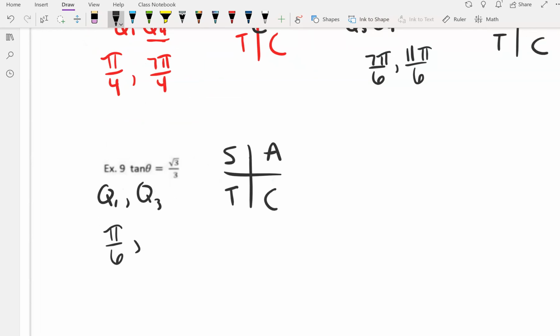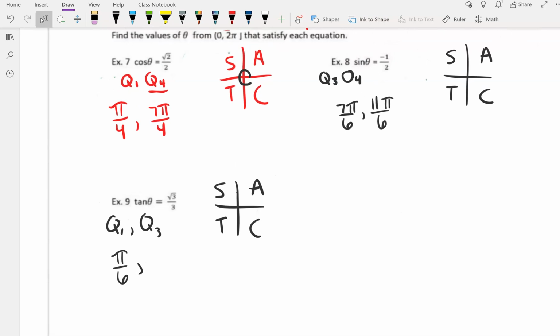And then we need to find which angle in quadrant 3 shares that as a reference angle. So that's, I believe, the same as the last one with pi over 6. So the one in quadrant 3 is 7 pi over 6.